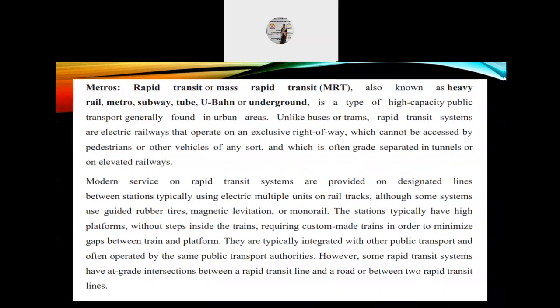Next, metros, that is, rapid transit or mass rapid transit, in short MRT, is also known as heavy rail, metro, subway, tube, U-Bahn, or underground. It is a type of high-capacity public transport generally found in urban areas. Unlike buses or trams, rapid transit systems are electric railways that operate on an exclusive right-of-way, which cannot be accessed by pedestrians or other vehicles of any sort, and which is often grade separated in tunnels or in elevated railways.